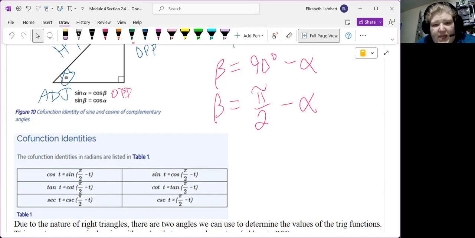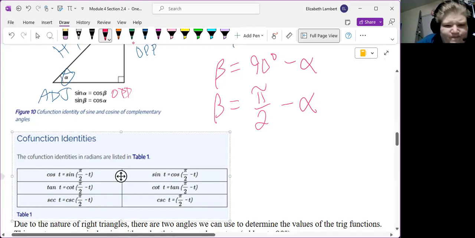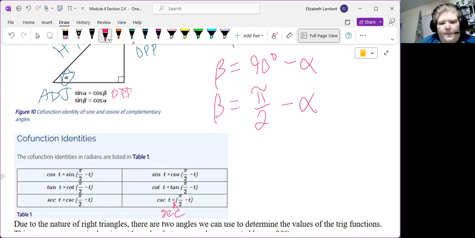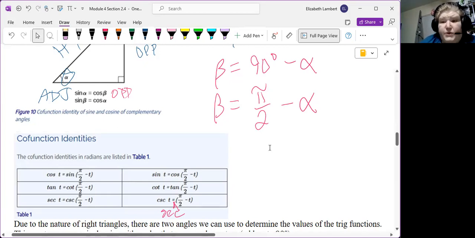So they took the sine and cosine relation and then expanded that into the rest, except for the last one in the table where they forgot to write secant. So many typos. We really do not make use of this that often. It's just more of a, huh.